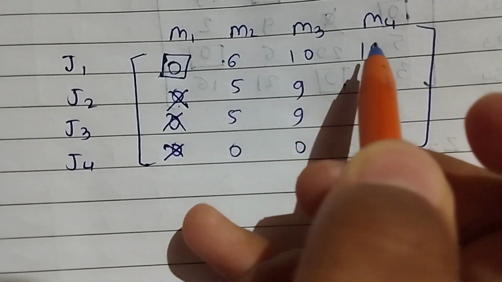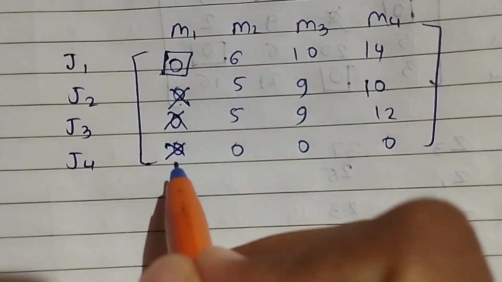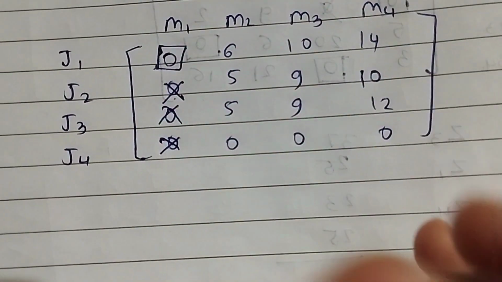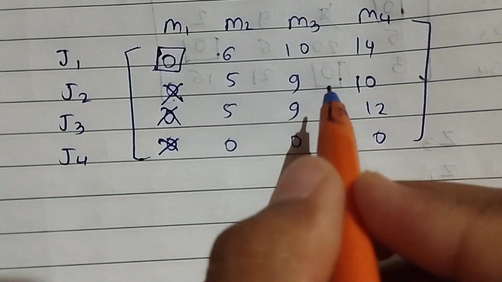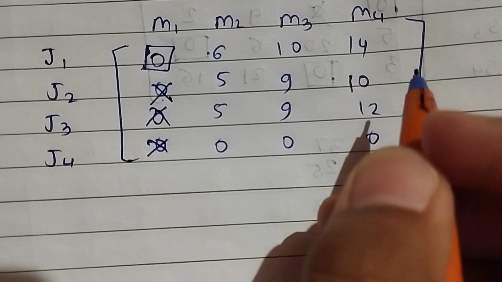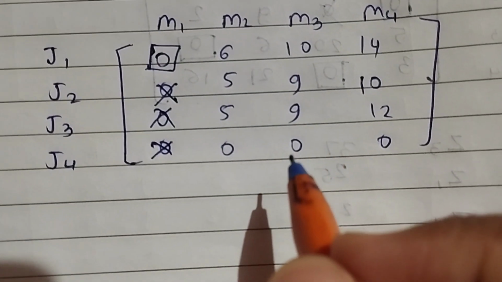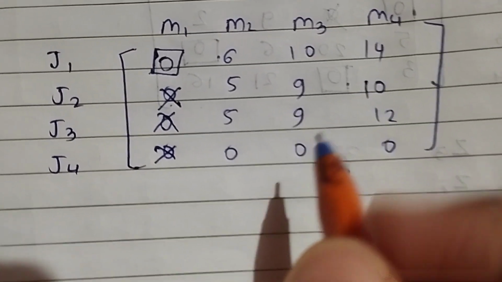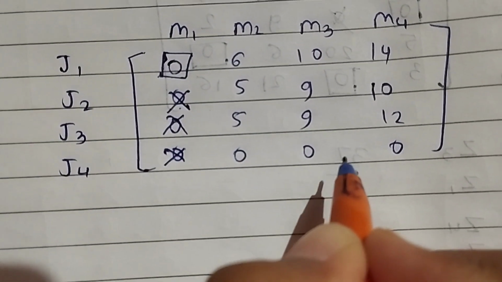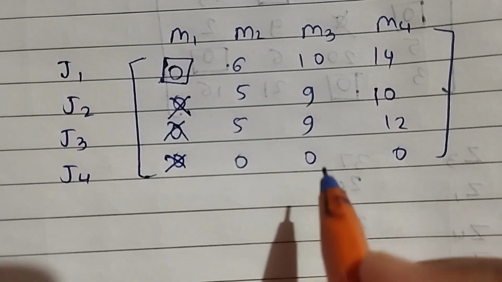In the rows, no single 0 is present to cross, but in the column, 3 zeros are present, and we cross over there. Now we move to the second row, but in the second row no single 0 is present. In the third row also no single 0 is present, but in the last row 3 zeros are present, but we do not want 3 zeros, so we check the columns.